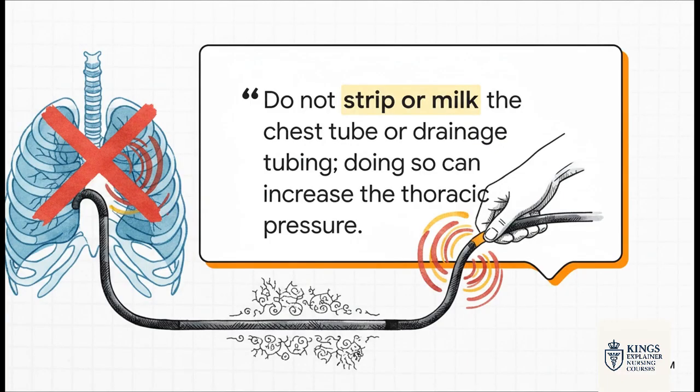This is a major safety tip. You might hear about an old-school practice called stripping or milking the tubing to clear clots. Do not do this. I repeat, do not. We now know that this can create a massive, dangerous spike in pressure inside the patient's chest and can even damage their lung tissue. It's an absolute no-go.